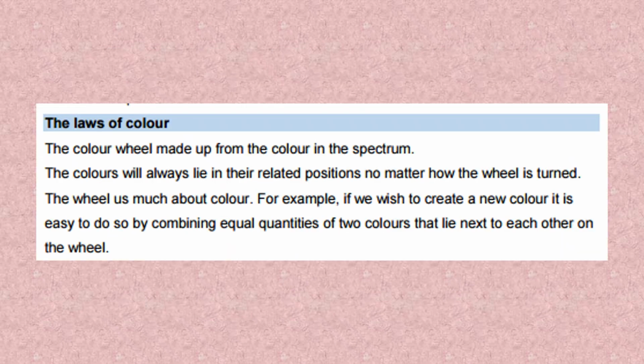The laws of color. The color wheel is made up from the colors in the spectrum. The colors will always lie in their related positions no matter how the wheel is turned. If we wish to create a new color, it is easy to do so by combining equal quantities of two colors that lie next to each other on the wheel.